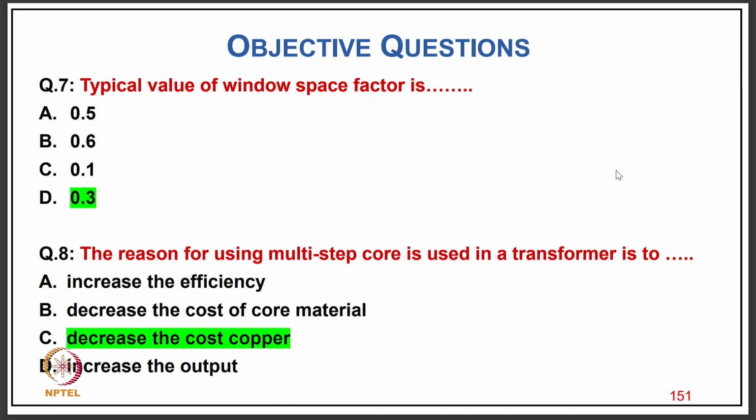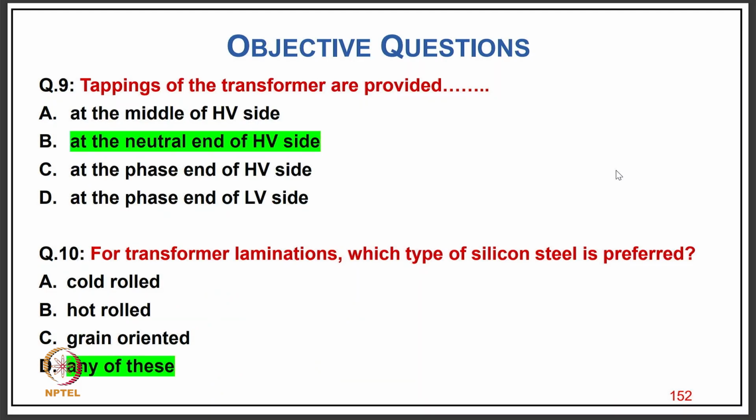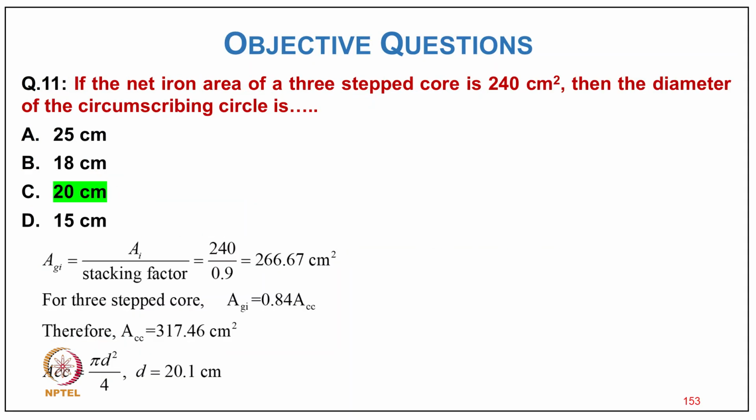The reason for multi-step core used is to decrease the cost of copper. The tappings of the transformer are provided at the neutral of the high voltage side, and for transformer laminations, which type of silicon steel is used, typically cold rolled grain oriented. And if the net iron area of 3 steps is 240 millimeter square, the diameter of the circumscribing circle, by solving this relation, as you can see in the numerical, comes to 20 centimeter.